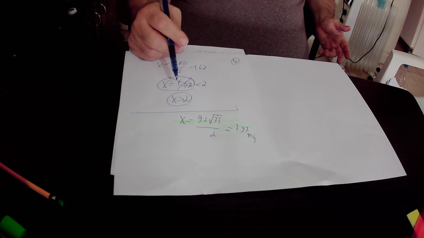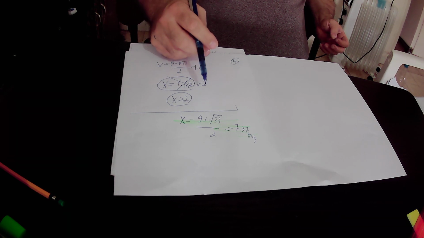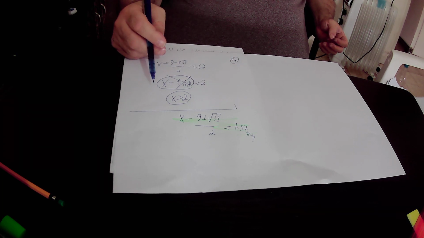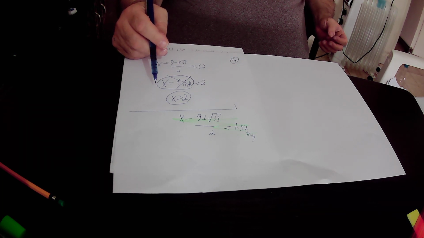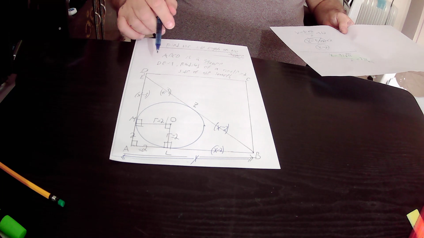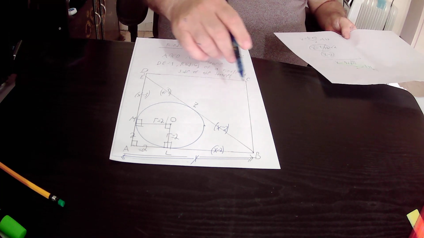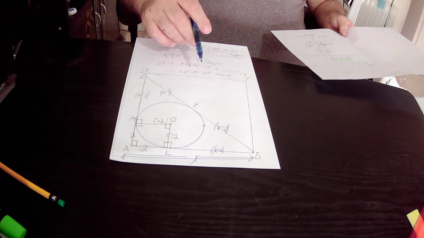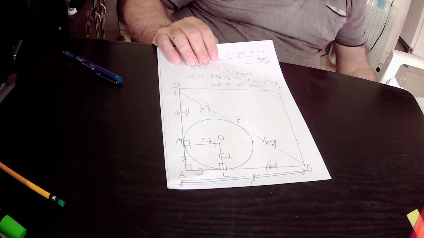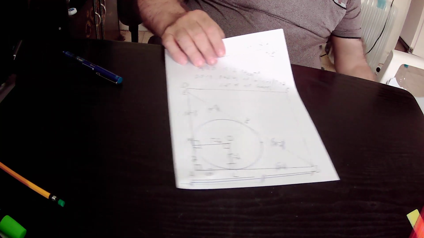The second solution for x is x equals 9 plus the square root of 33, over 2. That is to say, x equals 7.37 units. Okay, that is the answer to the first question: the side length of square ABCD equals 7.37 units. We finish with the first question. Then I presented to you how to solve the second question in two different methods.